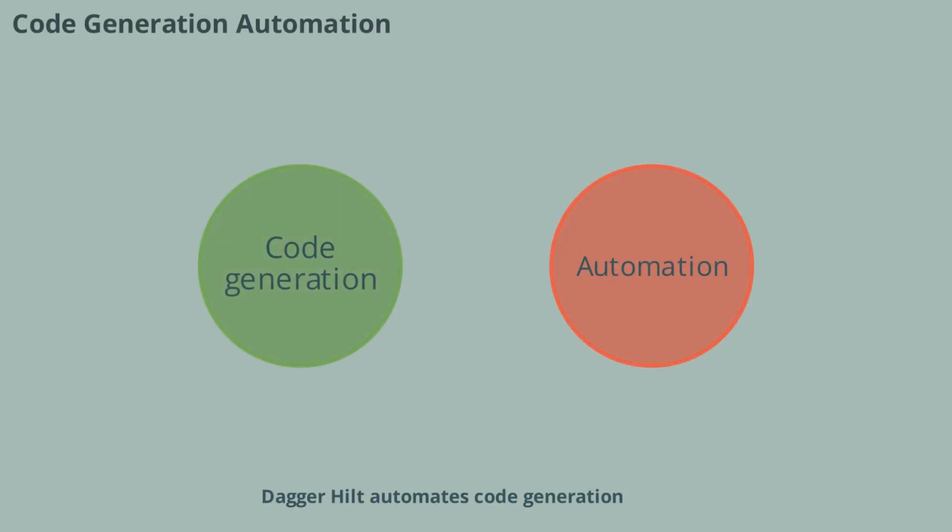Dagger Hilt automates code generation, handling object creation and dependency resolution behind the scenes. This automation reduces manual setup, minimizes errors, and speeds up development. Developers can focus on building features rather than managing complex dependency graphs, resulting in faster and more reliable app development.